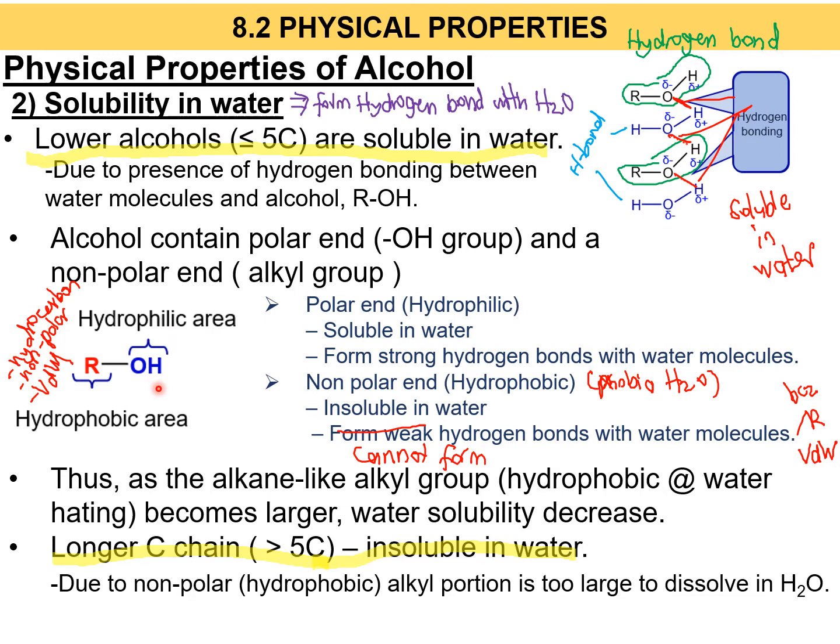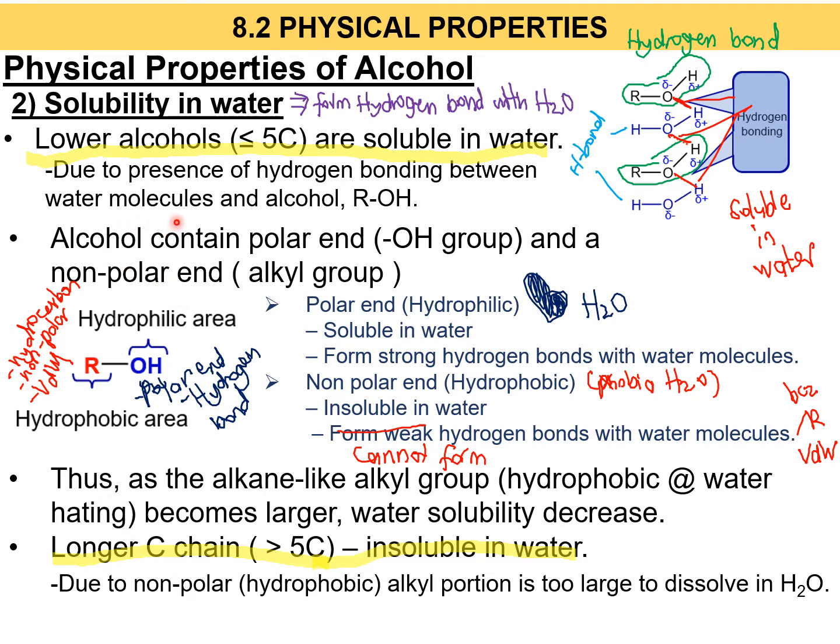Manakala OH ni, this is a polar. Okay, oxygen kan electronegative, hydrogen kan electropositive. So these two is a polar end. Okay, so since that dia ada hydrogen bond, dia boleh buat hydrogen bond dengan air tak? Of course lah boleh buat hydrogen bond dengan air. So since that dia boleh buat hydrogen bonds dengan air, since dia pun ada hydrogen bond, makanya this is hydrophilic area. Hydrophilic area tu maksudnya dia love. Okay, dia suka air, dia love dengan air. Alright.